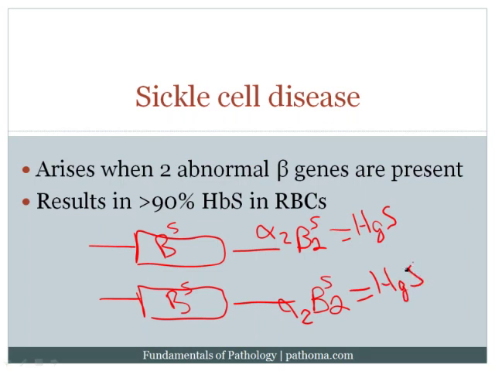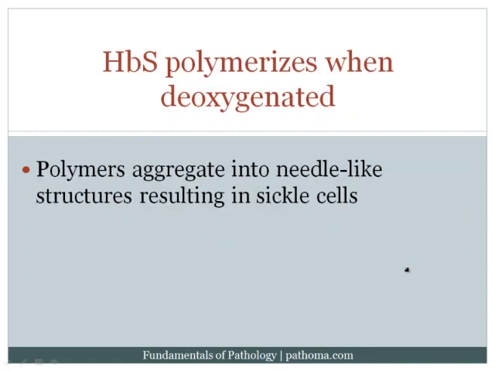So the primary hemoglobin that's going to be produced in these patients is going to be hemoglobin S. And that's why we say it results in greater than 90% hemoglobin S in the red blood cells. Now, what's the problem with hemoglobin S? It polymerizes when it's deoxygenated.